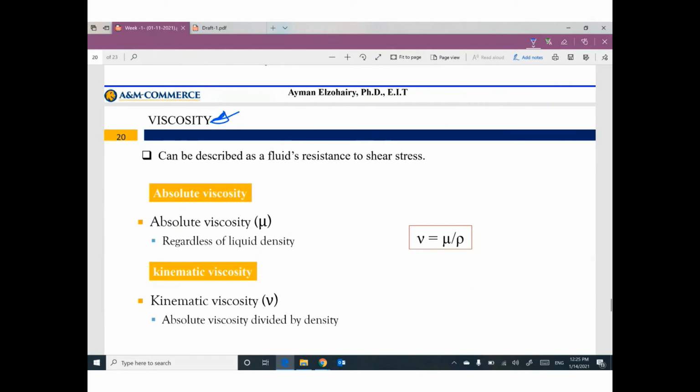Anyway, we have two types of viscosity. The first one is called absolute viscosity. The second one is called kinematic viscosity. We have a relationship between the two viscosities. Absolute viscosity is denoted mu, and kinematic viscosity is denoted nu. The relationship is nu equals mu divided by rho, where rho is the density.